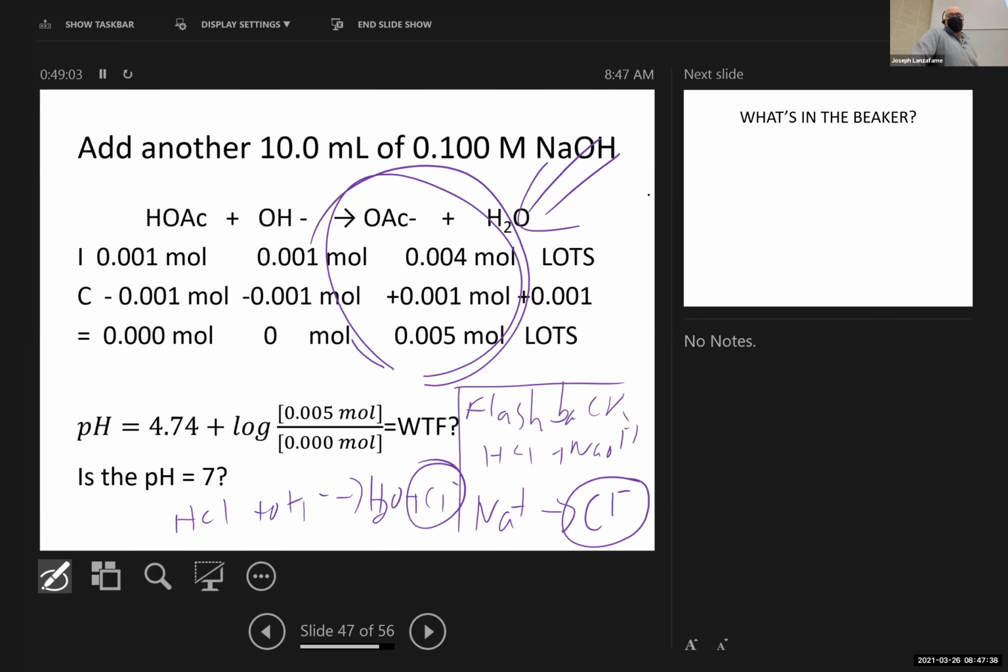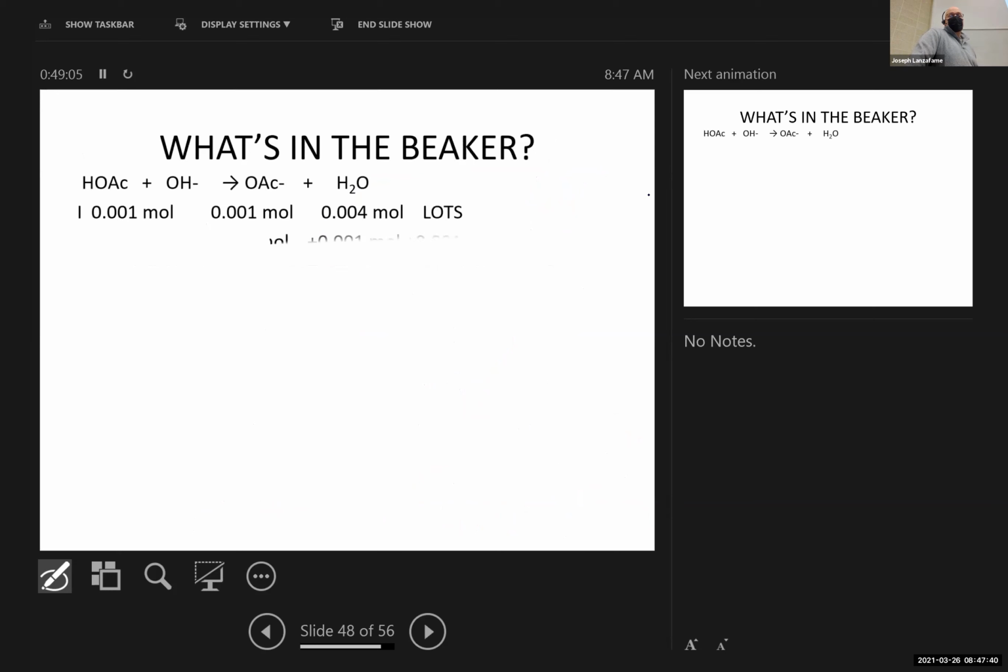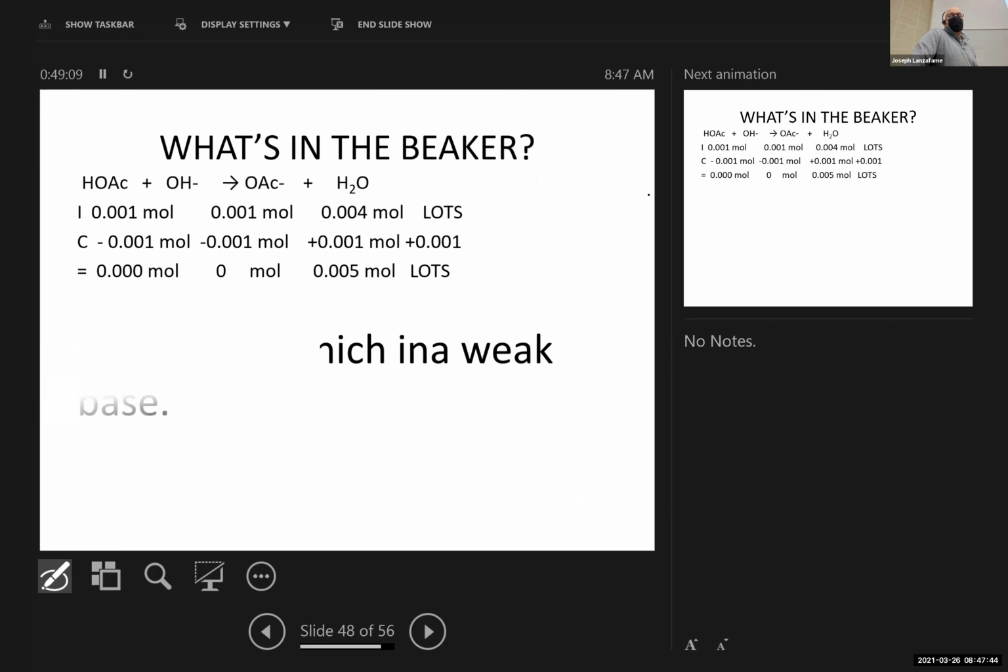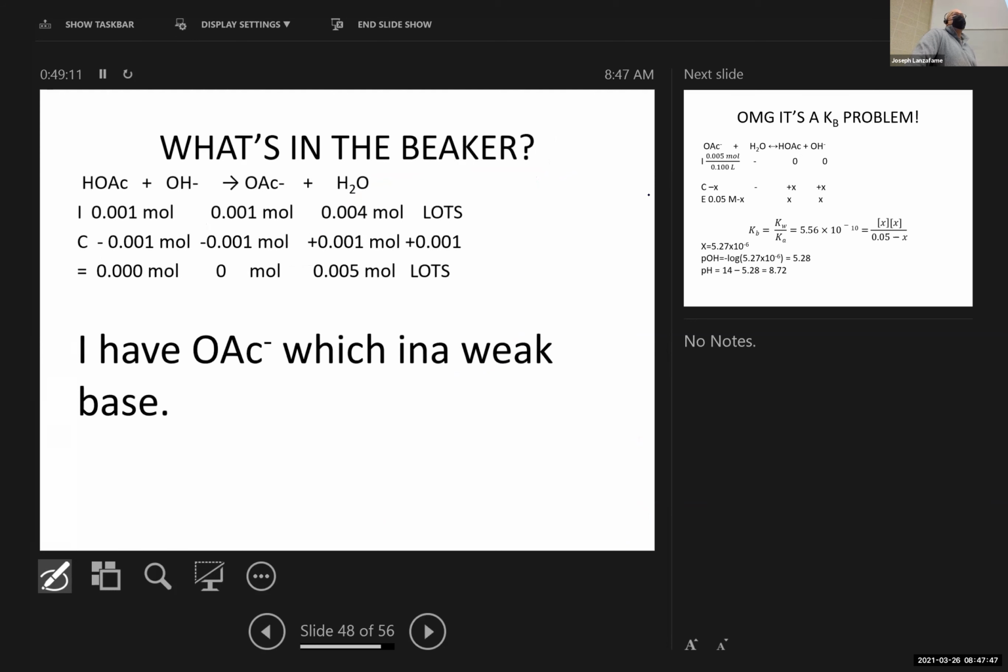Right, and so I actually have essentially a salt problem, right? I have the conjugate base. That's really what defines my salt problems. I have a conjugate acid and a conjugate base.